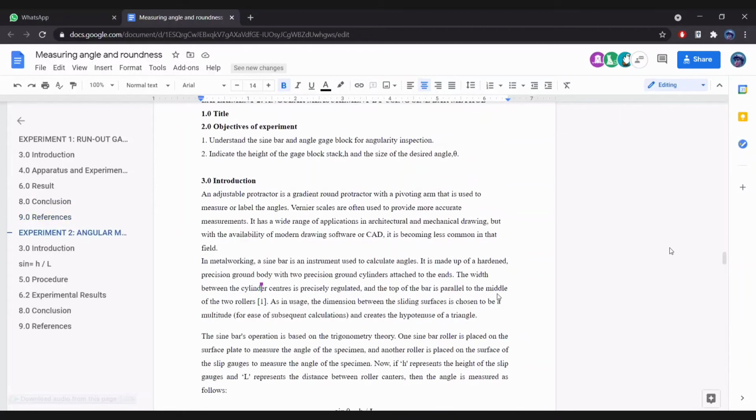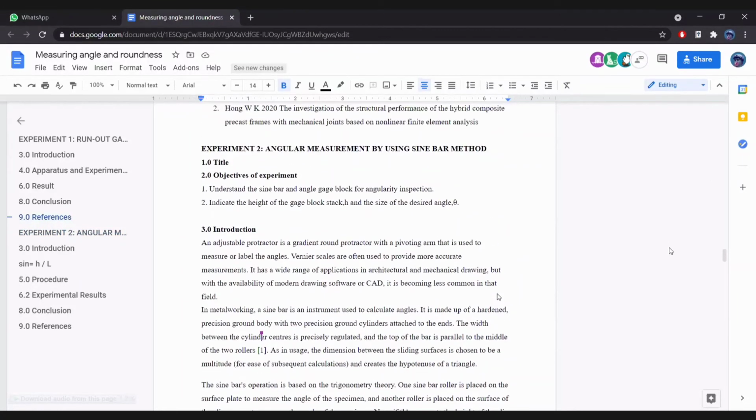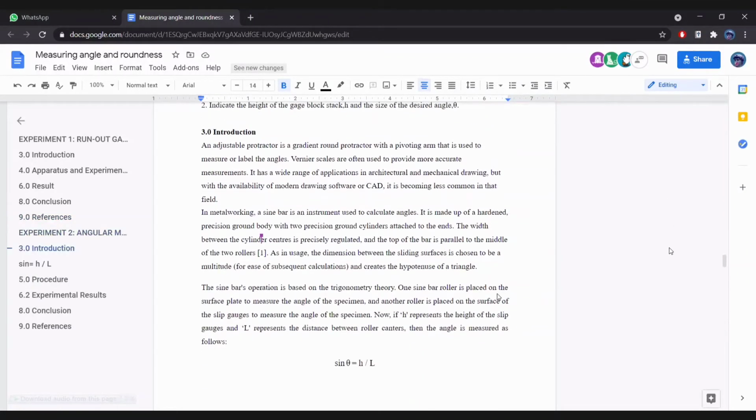Okay, as for experiment 2, which is the angular measurement by using the sine bar method. First of all, the objective of the experiment is to understand the sine bar and the angle gauge block for angularity inspection. Second, to indicate the height of the gauge block stack h and the size of the desired angle theta. Okay, so let's move on to the introduction.